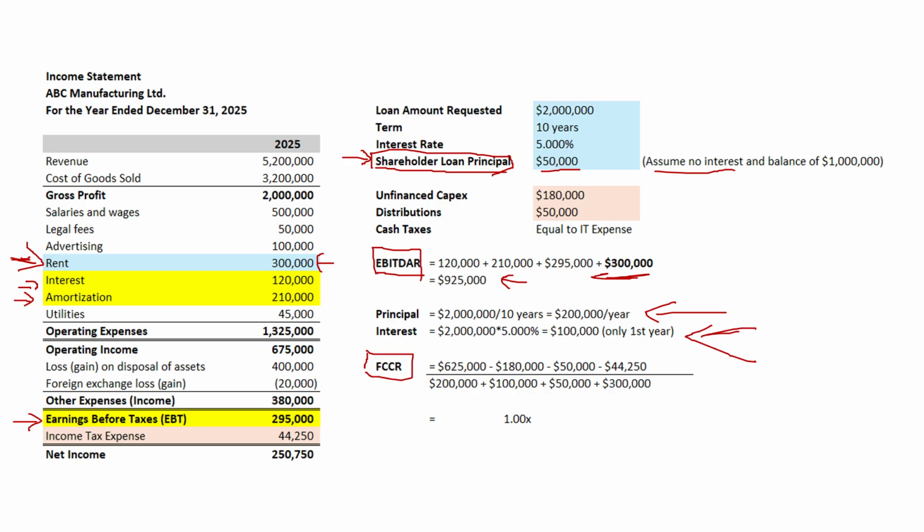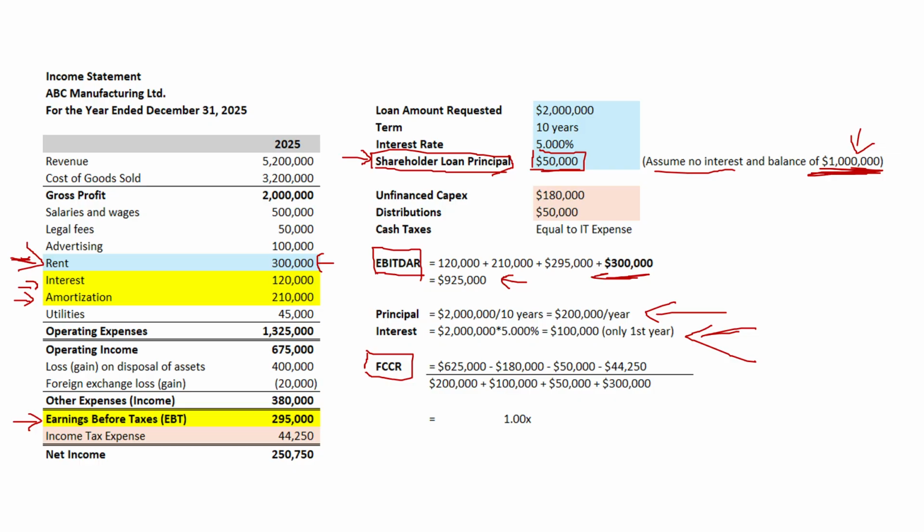So let's just assume that they have to pay this $50,000 a year back to the shareholder that loaned the company money. And then let's just say that the shareholder loan has a balance of $1 million. This doesn't really matter for now, but let's just keep in mind we have this extra information. It's going to come in handy later.